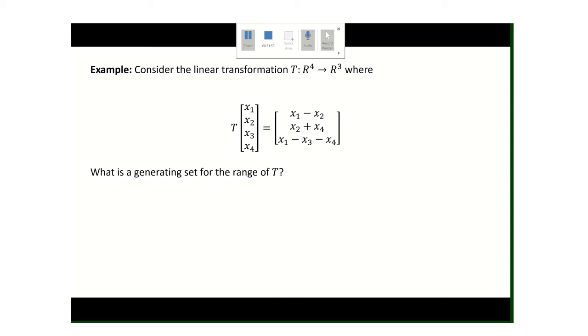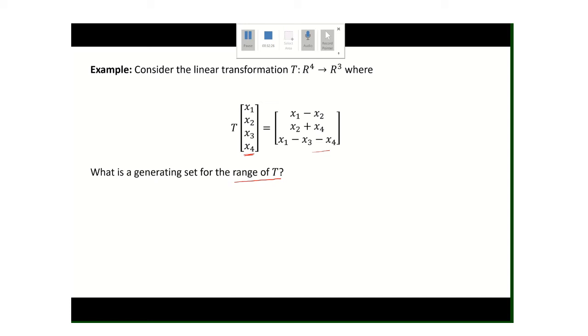So now consider a linear transformation. We've talked a lot about how linear transformations are really just matrix multiplications in disguise. So let's look at this linear transformation. And this time I'm going to ask for the generating set for the range of T. So you remember what the range is. The range is all of the possible things that you can get from this transformation. So you put in all the possible 4-dimensional vectors here, and take a look at all the 3-dimensional vectors that come out the other end, and that's called the range.